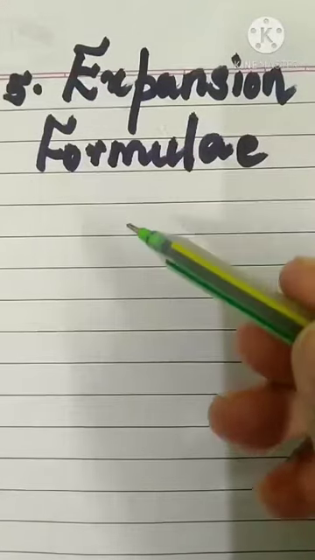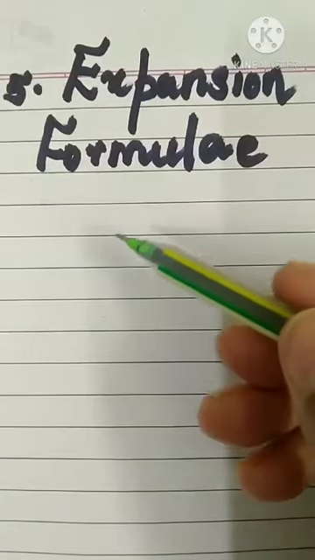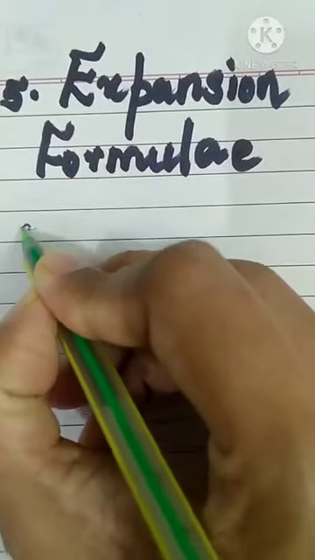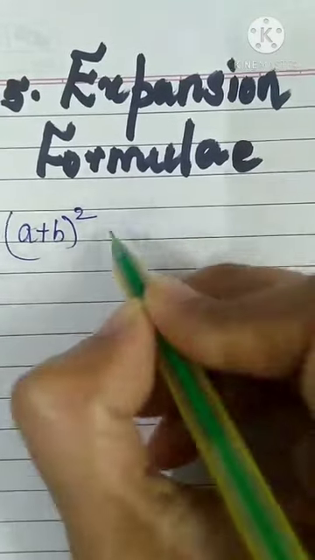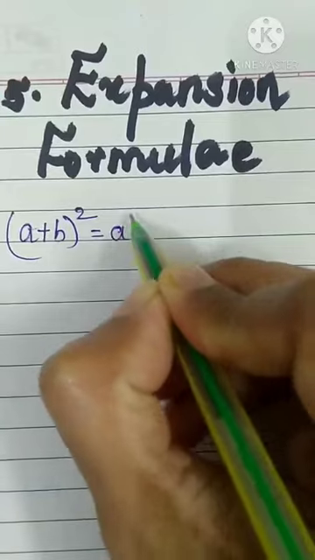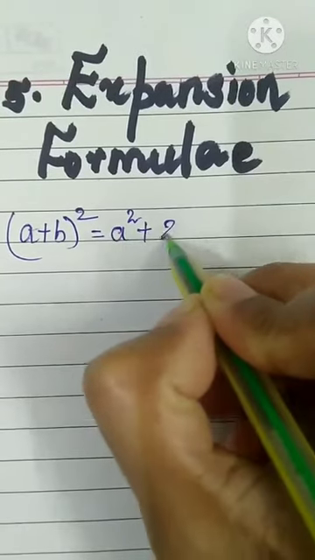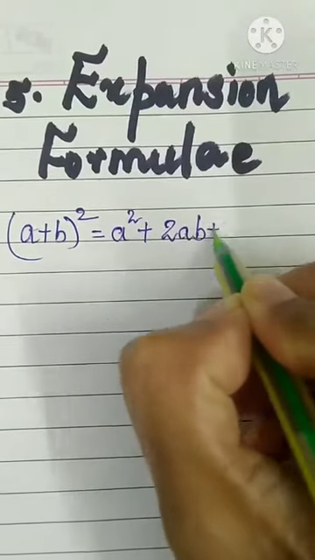Well, welcome students. Today we will start with the fifth chapter, expansion formulae. Certain formulas you have learnt in your 7th standard. We will start with the revision of those formulas. The very famous formula that you may be knowing, a plus b the whole square, is equal to a square plus 2ab plus b square.